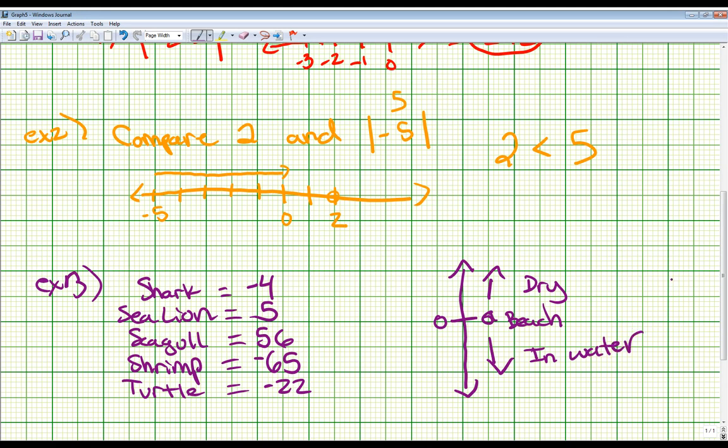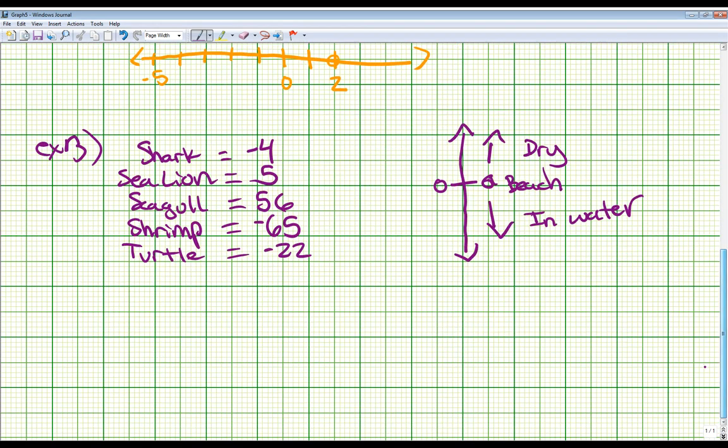So if we try and think about the questions they're asking us here, question 1 says, which animal is the deepest? So basically they're asking which animal is farthest away downwards in the water. So if we look at the ones that are in the water, well, we have -4, -65, and -22 in the water. And -65 would be the deepest or the farthest away from 0. So for question A, which one is the deepest? We're going to say that the shrimp is the deepest because it's farthest down below that 0.